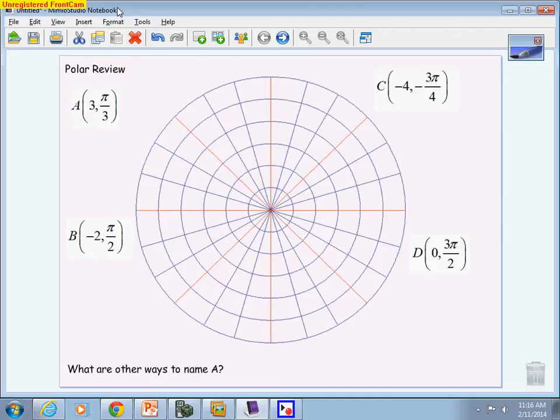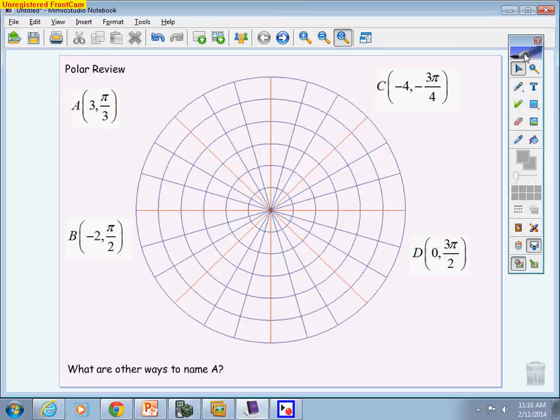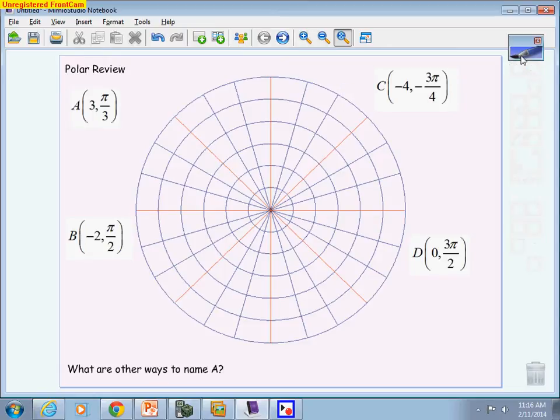We actually use that first. And then 3 is my r value, how far out I go, as far as how many circles out I go. So pi over 3, this is my pi over 4, my pi over 3 is going to be right here, and I am going to go out 3 units. So let me get my pen. So I go out to pi over 3, and then I go 1, 2, 3 units. And there is A.